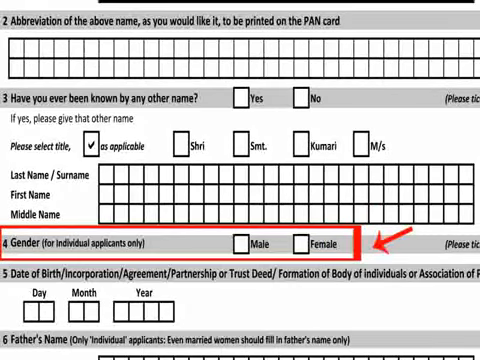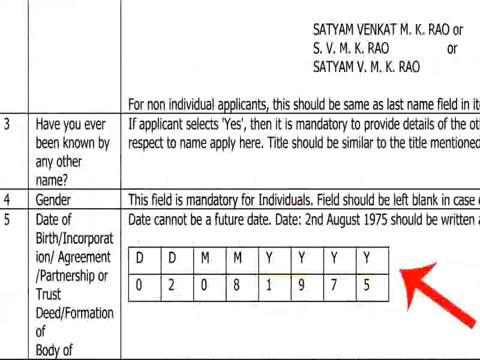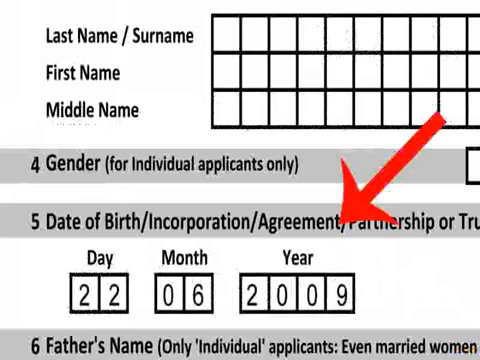Item 4, the gender field, should be filled only by individual applicants. The Item 5 section asks for date of birth. The dates expected from different categories of applicants are specified in the form. Example, a company should provide its date of incorporation.